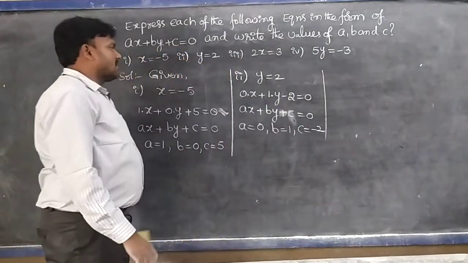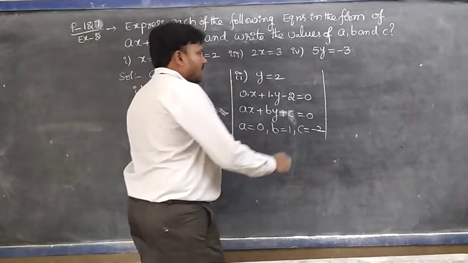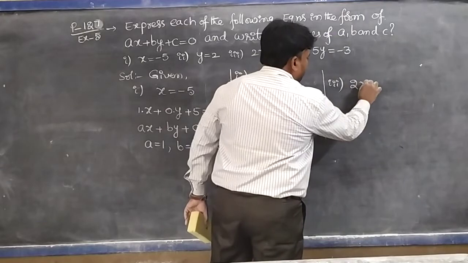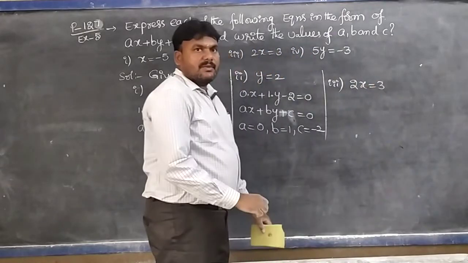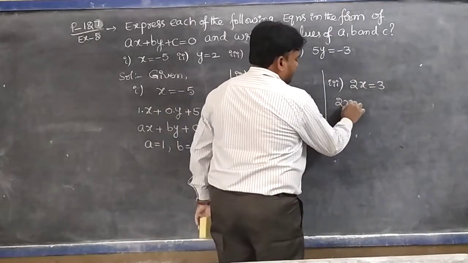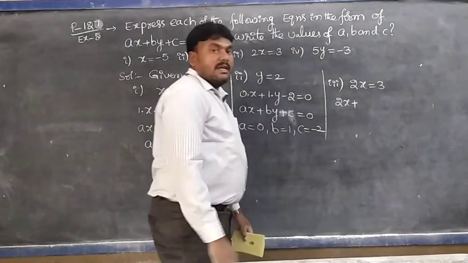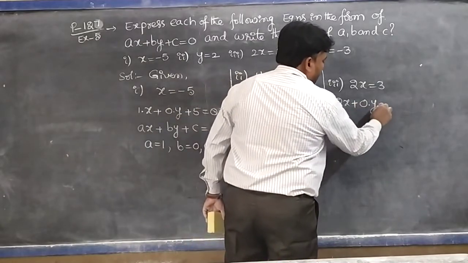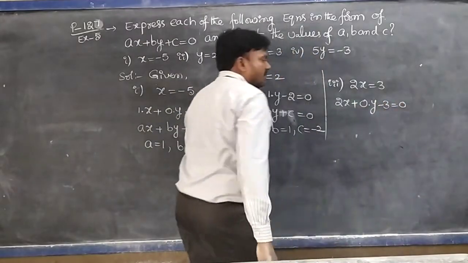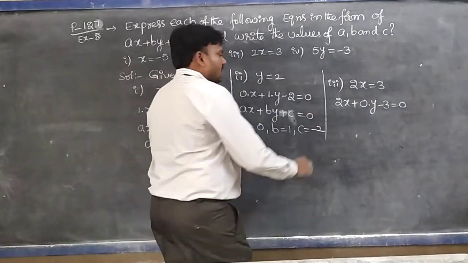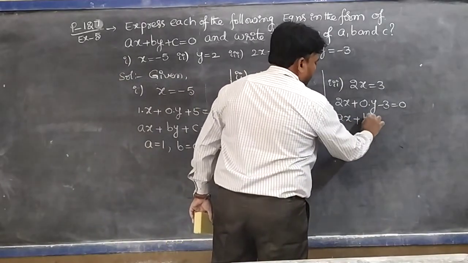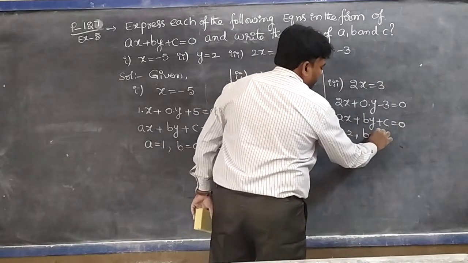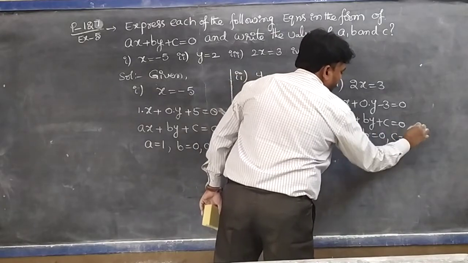Okay, and the same for the third and fourth problems also. So observe the third problem, students. That is 2x equal to 3. Then 2x plus, what about here? What do I express? Yes, 0 into y. So 0 into y minus 3 equal to 0. As comparison with ax plus by plus c equal to 0, here a equal to 2, b equal to 0, c equal to minus 3.